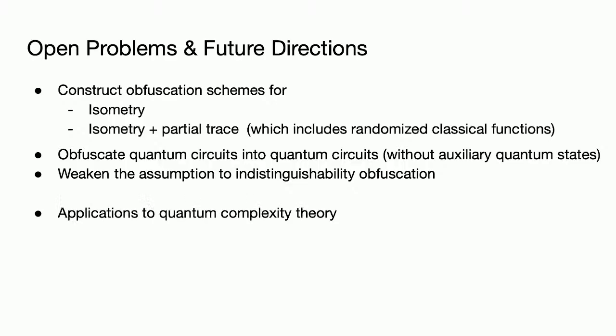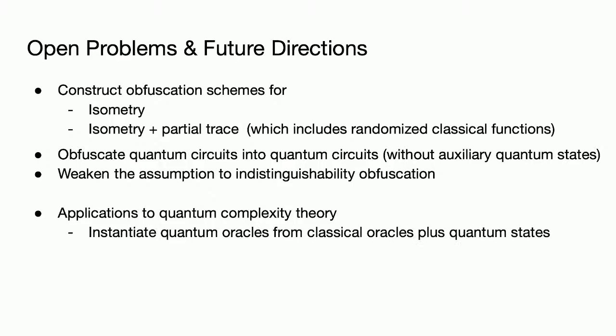Another interesting direction is to explore connections with quantum complexity theory. So our obfuscation scheme can be seen as a method for instantiating unitary oracles using classical oracles supplemented with quantum states. So this raises the possibility of translating complexity results that are relative to quantum oracles into one that rely only on classical oracles, but with the caveat that we need to have an additional quantum state in the setup. So we're still exploring whether there's a setting that might benefit from this approach.